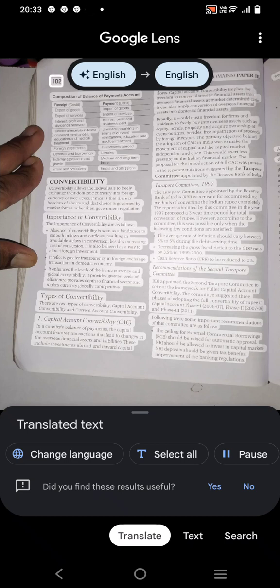Composition of balance of payments account. Payment, debit: import of goods. Receipt, credit: export of goods, export of services, interest, profit, dividends received. Import of services.